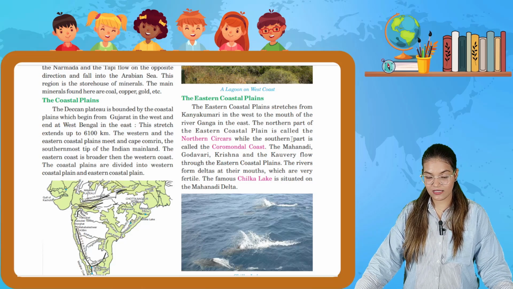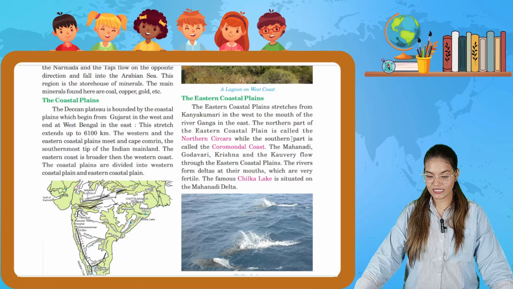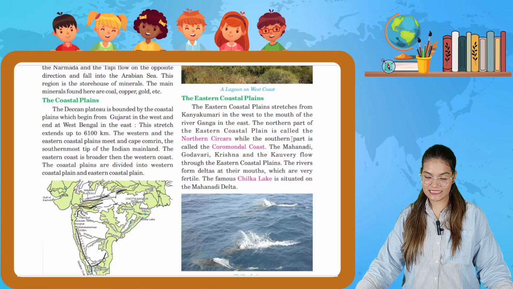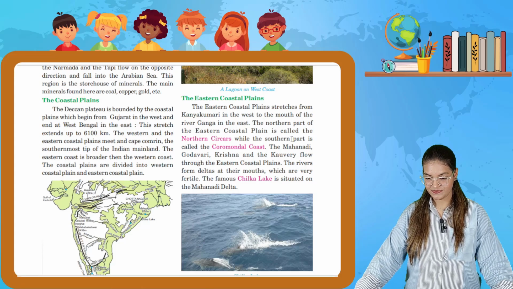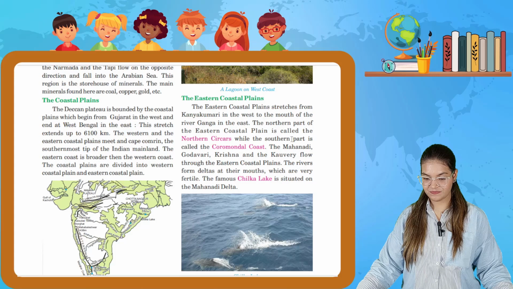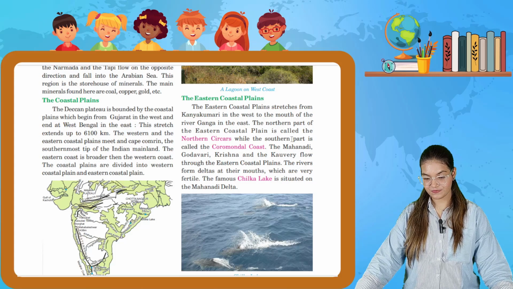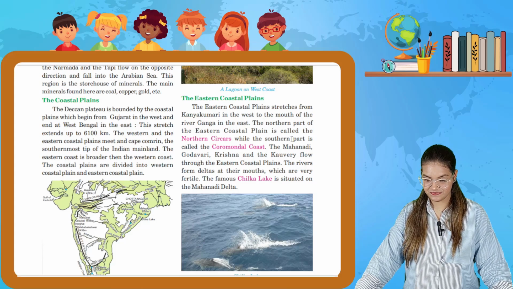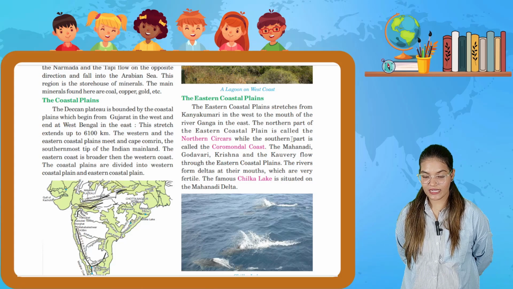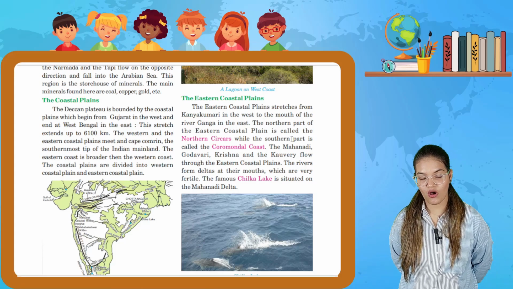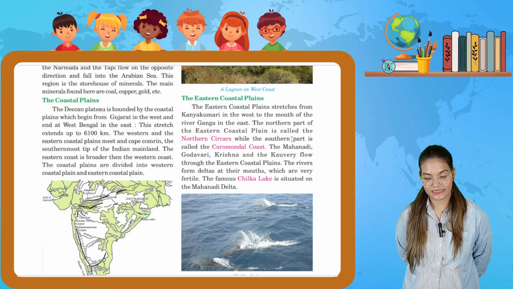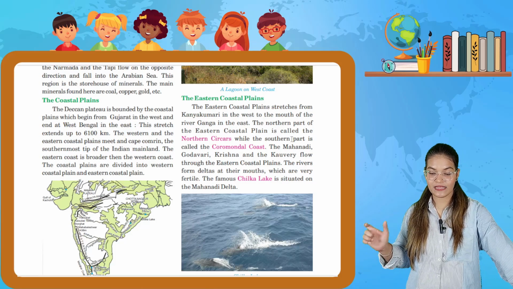The Mahanandi, Godavari, Krishna and the Kaveri flow through the eastern coastal plains. The rivers form deltas at their mouths, which are very fertile. The famous Chilka Lake is situated on the Mahanandi Delta. It is a very famous lake.